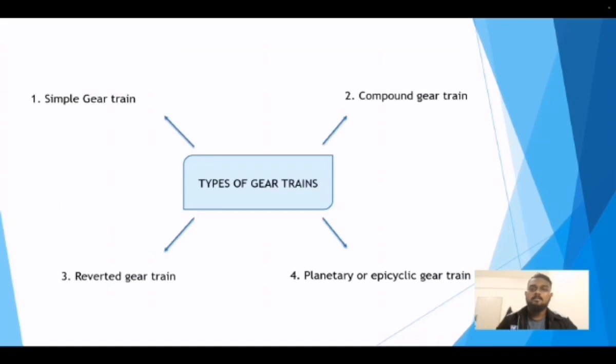There are four types of gear trains. They are simple gear train, compound gear train, reverted gear train, and planetary or epicyclic gear train. The next slide will be explained by my teammate Ifa.